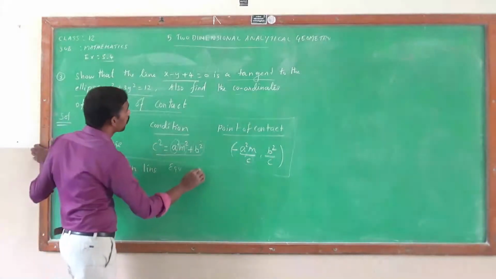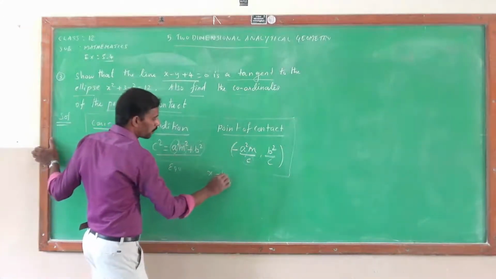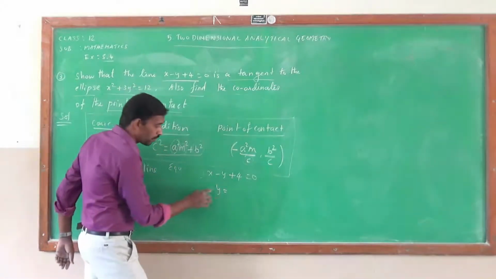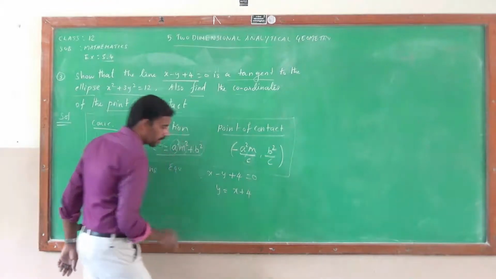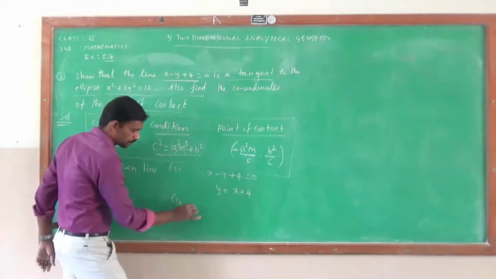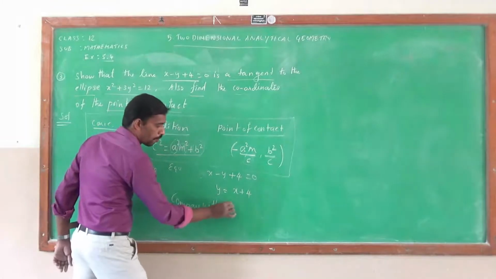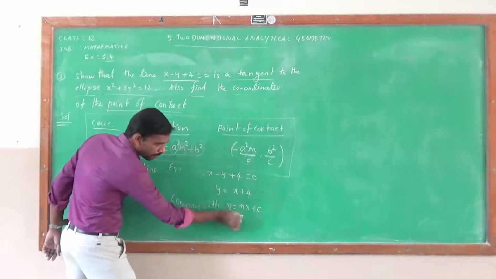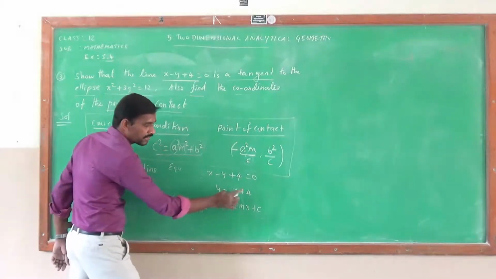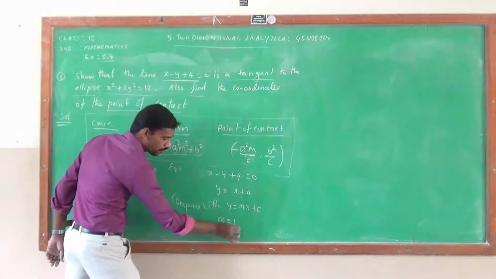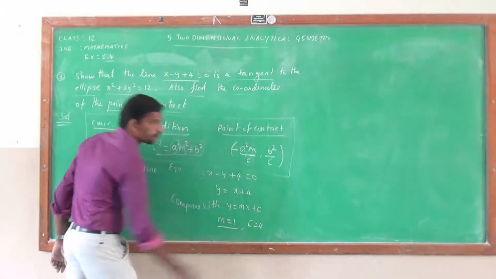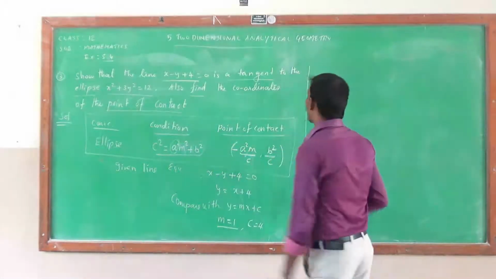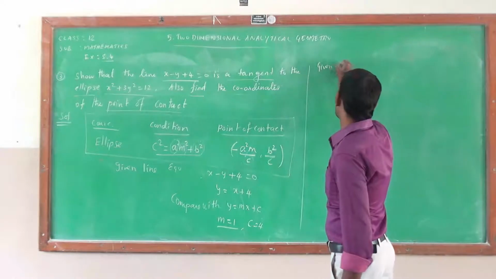Given line equation is x minus y plus 4 equal to 0. Now this is written as y is equal to x plus 4. This one compared with y is equal to mx plus c. Comparing the coefficients of x and the constant term, we get m is equal to 1 and c is equal to 4. Right?